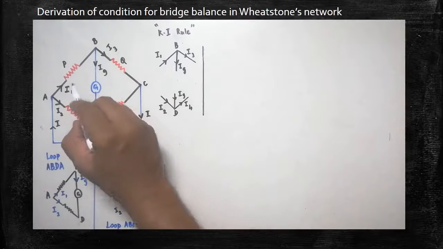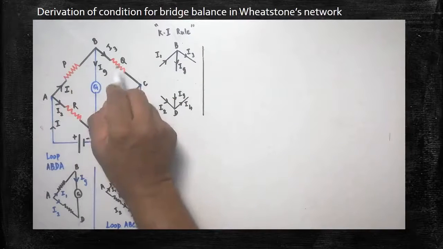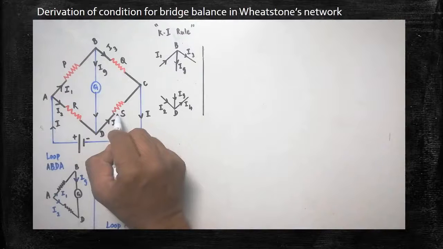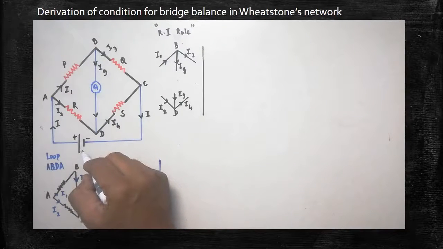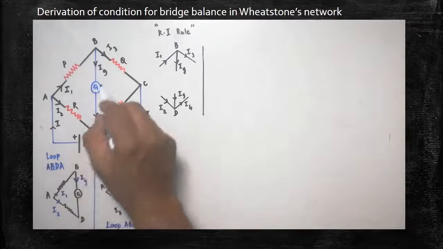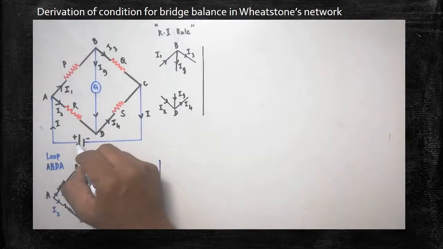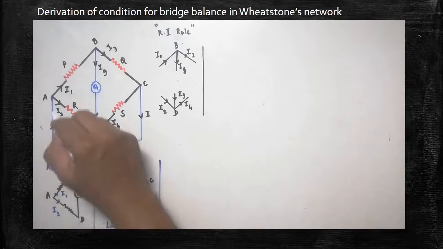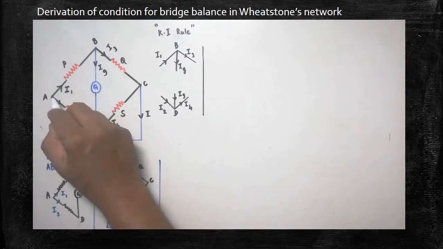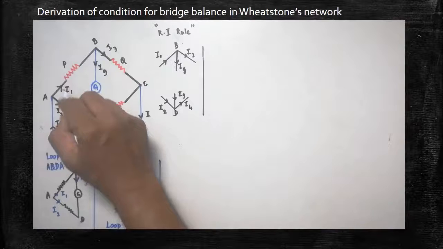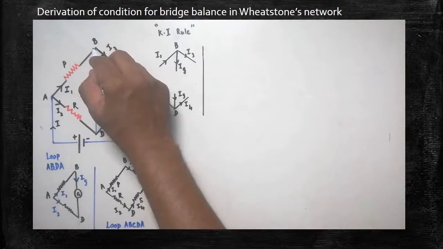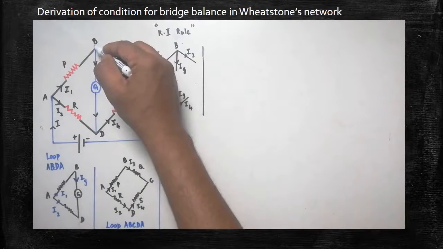Look at the circuit here. P, Q, R, S, 4 resistances, are connected in the 4 arms. And one battery provides sufficient EMF to operate the network. From the positive end, the conventional current starts flowing at junction A. That I is split into I1 and I2, that is, branched. That I1 passes and reaches the junction B.